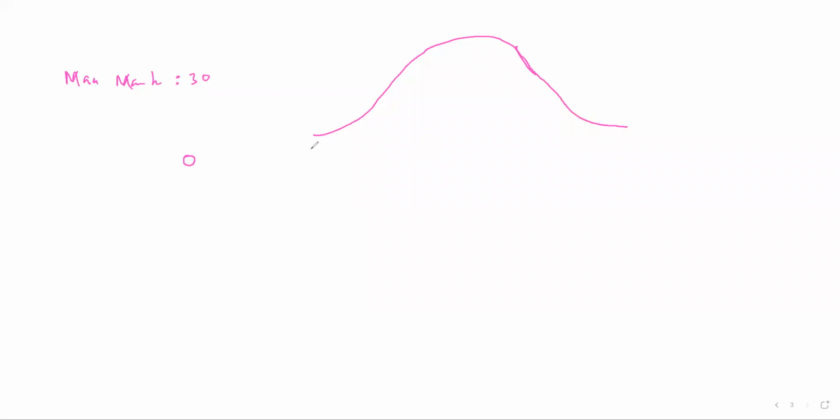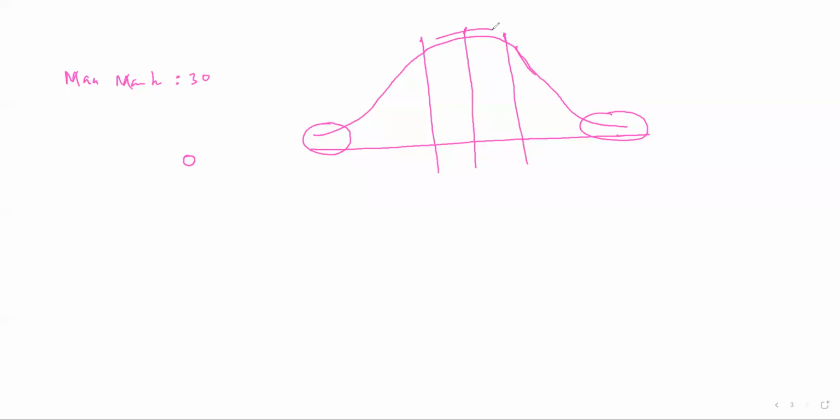The majority of the people are clustered over here. There are very few people who are scoring very high, and very few who are scoring very low. The majority is found here in the middle part of this curve. So normally, when our data is normally distributed, let me give you its actual information now.